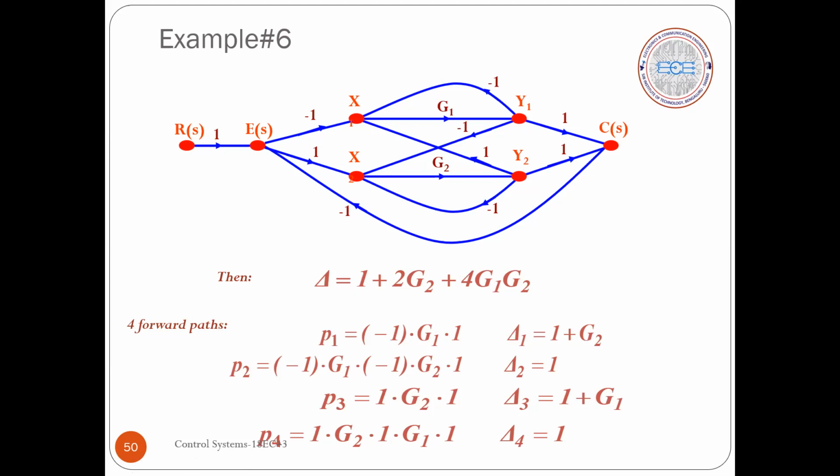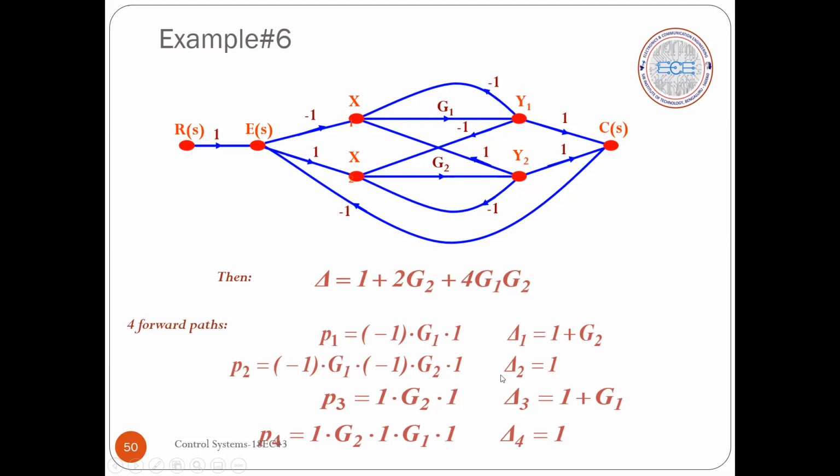Now how many loops are there? You have to just trace the number of loops here. You have to find out the individual loop gains, and you have to find out 2 non-touching loops there, and compute the delta. All those steps I cannot repeat again. Computation of delta, you please repeat here. Identify all possible loops and substitute in the delta equation. You will be getting the delta we have mentioned here: 1 plus 2 G2 plus 4 G1 G2. This is the delta we have.